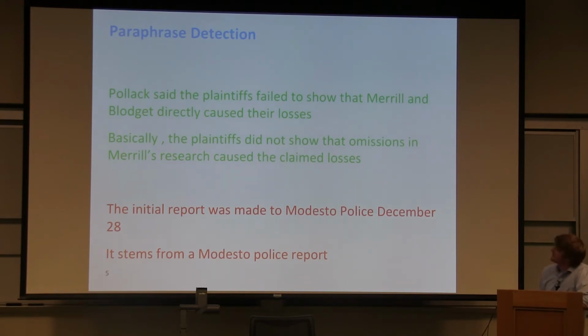So let's read the sentences here. Pollack said the plaintiffs failed to show that Merrill and Blodgett directly caused their losses, versus basically the plaintiffs did not show that omissions in Merrill's research caused the claimed losses. So this is nice. There are some similarities, but generally these two have the same meaning. If one is true, then the other has to be true as well. So we often call this mutual entailment. One sentence entails the truth conditions of the other and vice versa.